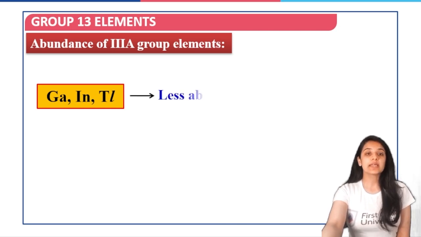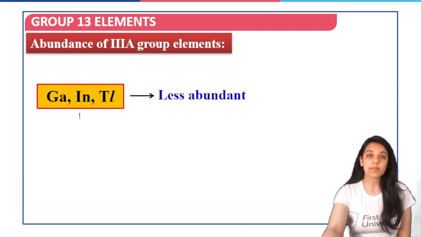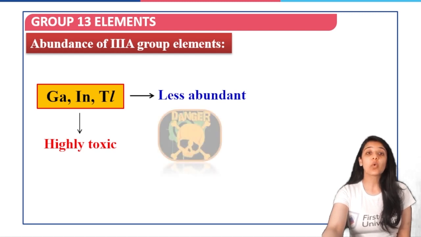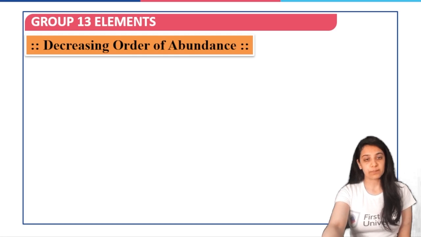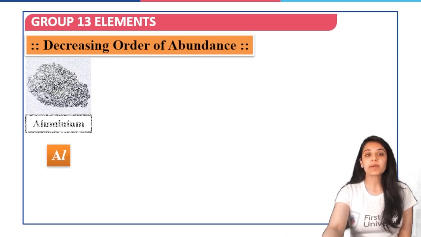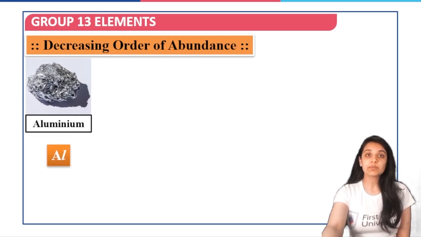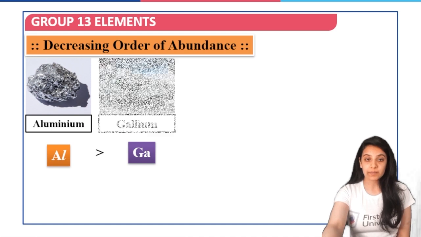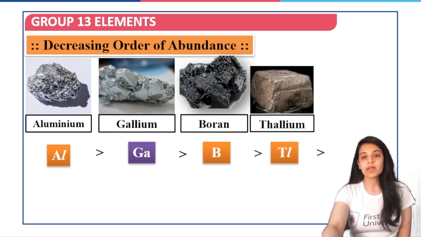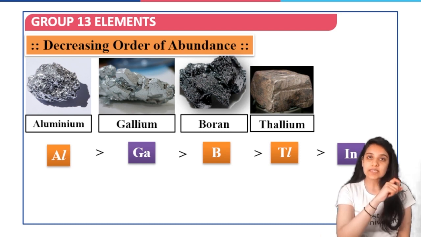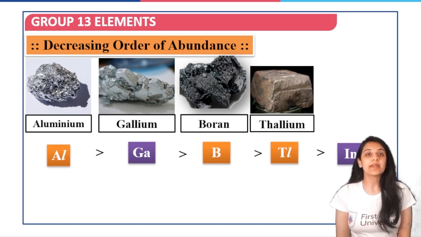Now, when we talk about gallium, indium, and thallium, they are less abundant in the Earth's crust. They are also highly toxic, and therefore we're not going to go into details of them. If we look at the decreasing order of abundance, aluminium is the most abundant metal and the third most abundant element in the Earth's crust, then followed by gallium, followed by boron. Then we have thallium, and lastly indium. So this is the decreasing order of abundance of group 13 elements.